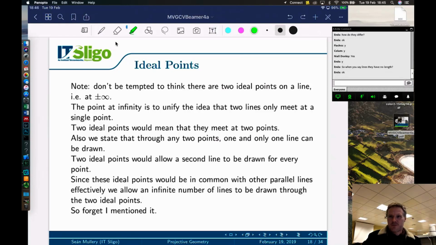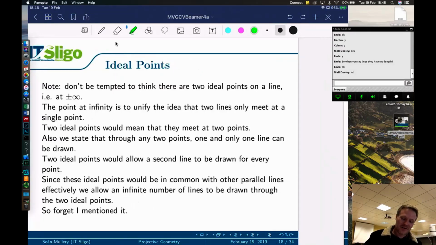So basically what I'm saying is, forget I mentioned that. It's really just if it pops into your head, wait a minute, do we have one at negative infinity as well? No, we don't. But because it's something that popped into my head the first time I saw this as well, I thought I better just make a statement about it. So do be clear on it.